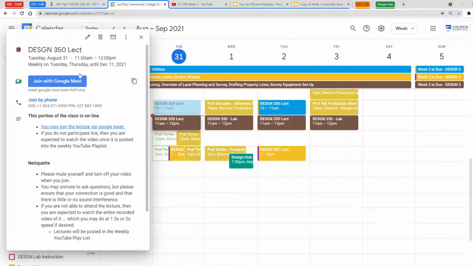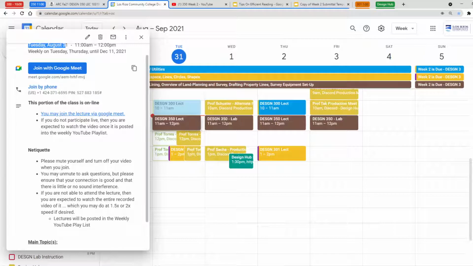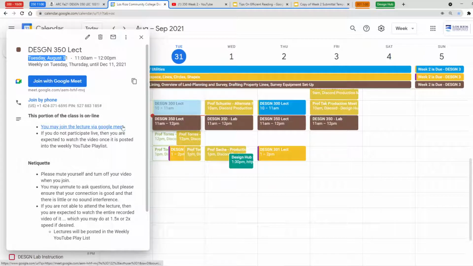This is Design 350, and it's our lecture for Tuesday, October 31st. We're not doing introduction today. I didn't update that. That's okay. We're just going to be going through the requirements and the first bit of information having to do with our study of land planning.